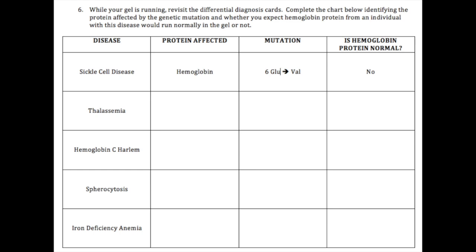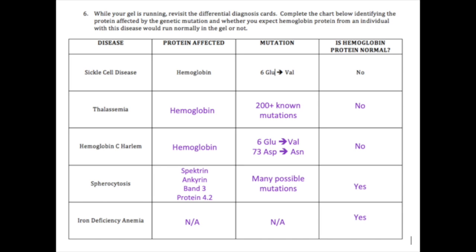As you're completing the chart, pay special attention to whether the hemoglobin protein is affected by that disease. If it's not affected, we'd expect the hemoglobin protein to run the same distance as the normal hemoglobin sample through the gel. If it is affected by the disease, we will expect it to appear somewhere else. Check your responses against the answer key shown here.